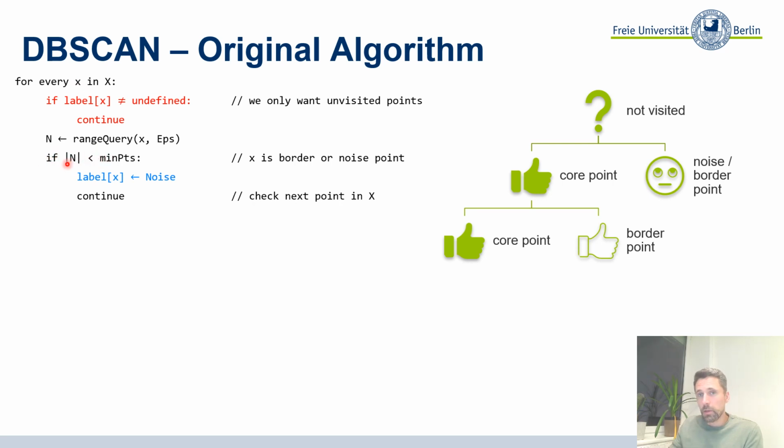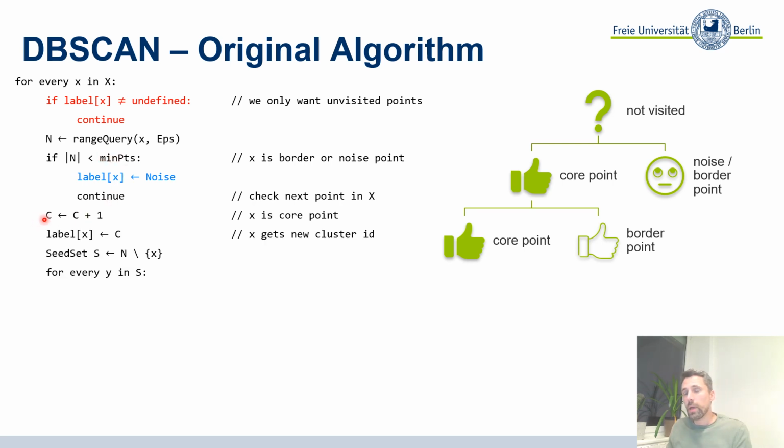Otherwise, the number of samples within N is larger or equal to minPoints, then x is a core point. So x is a core point, and we have a counter c that's just an integer that gives you an ID of the cluster, and we assign a new cluster ID to the label of x.